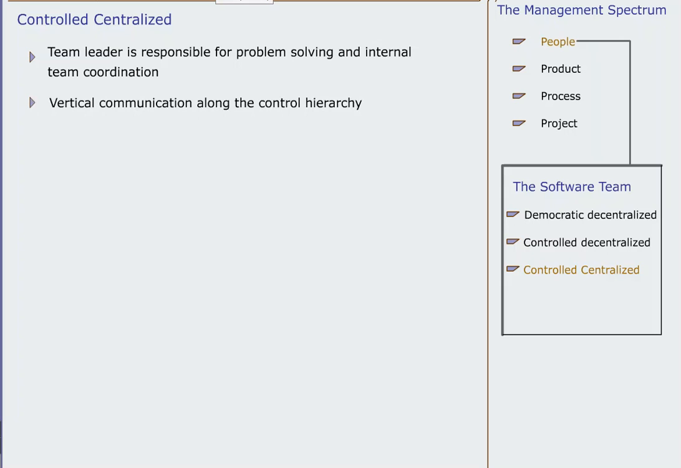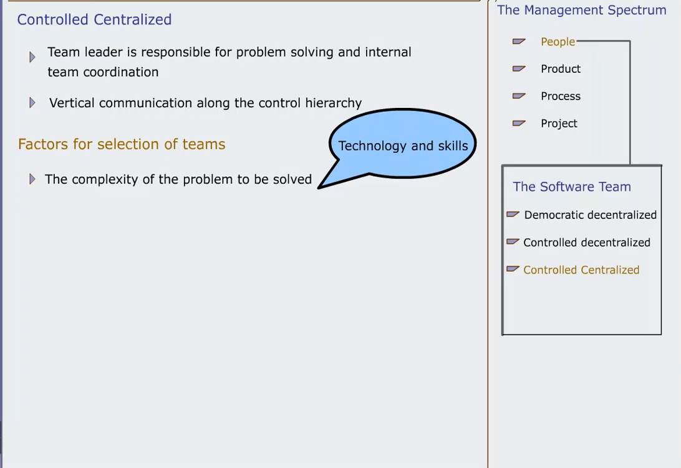Communication between the team leader and team members is vertical. There are a number of factors that should be considered when planning the structure of software engineering teams. These are: Number 1. The complexity of the problem to be solved. In our example, complexity of the problem is the required technology and skills.